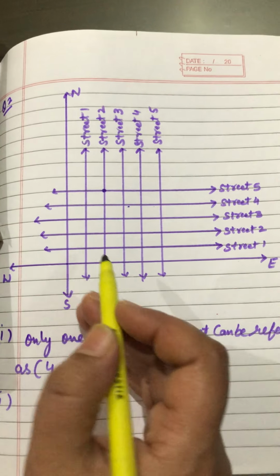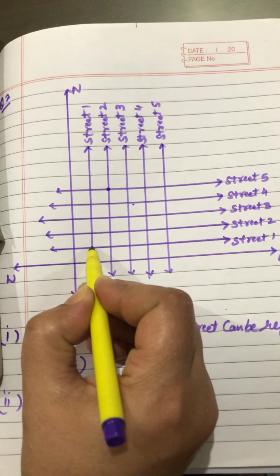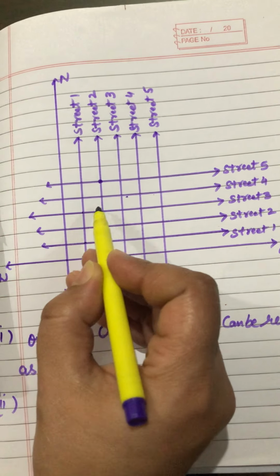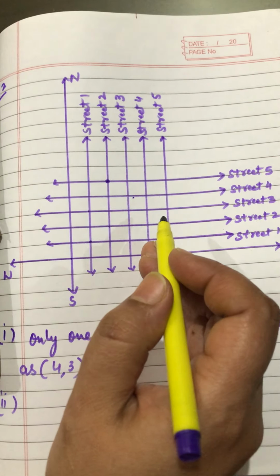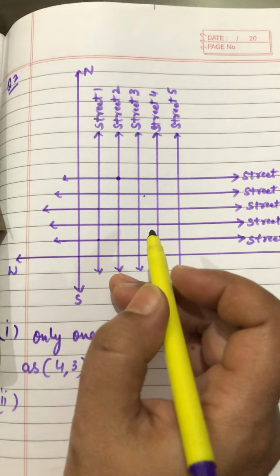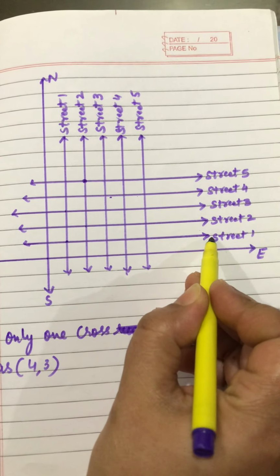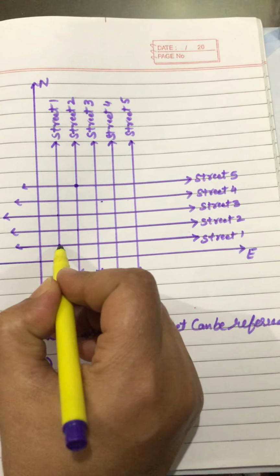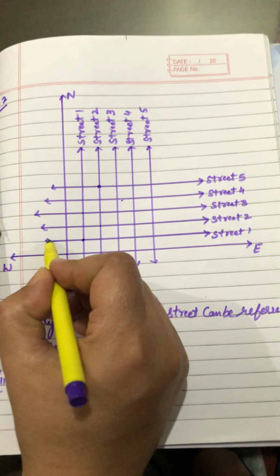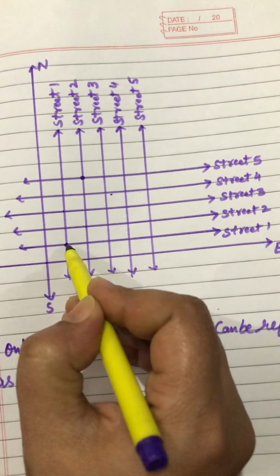There are many cross streets. Now you can see, cross streets means where two streets are meeting each other, intersecting each other. So this is the cross street, this is the cross street, this is the cross street. So there are many cross streets in this model. A particular cross street is made by two streets. Suppose this is a cross street, it is made by street 1 of the west-east direction and street 1 of the north-south direction.